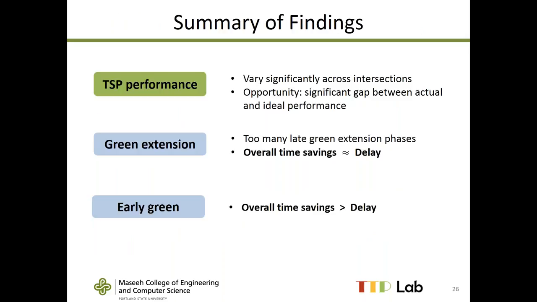So we're trying to also measure that, and overall, in terms of summary of the findings, in terms of green extension, we saw that the time savings were fairly close to the delays that were caused. So it was kind of even in terms of trading off benefits on the main street versus delay on the side streets. With the early green, we saw the opposite, that the overall time savings were much higher than the delay that was caused on the side streets. So early green seemed to be performing much better for the bus and the bus passengers, but also for the side street traffic too.